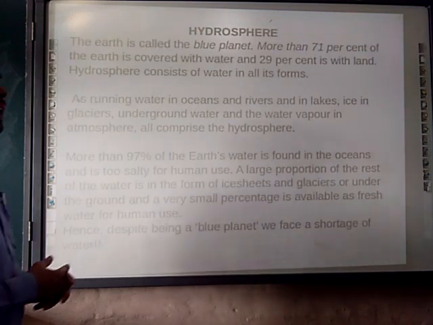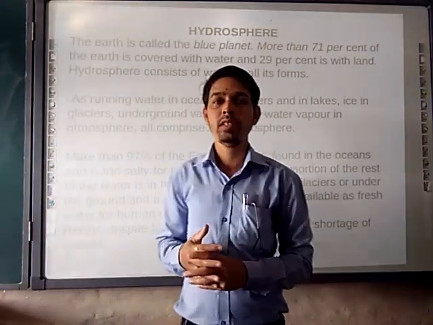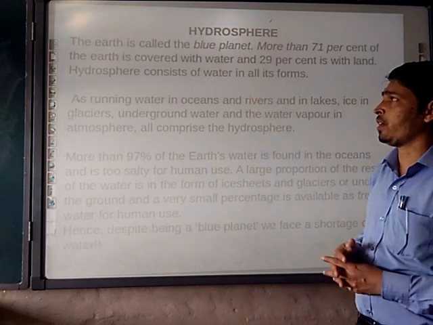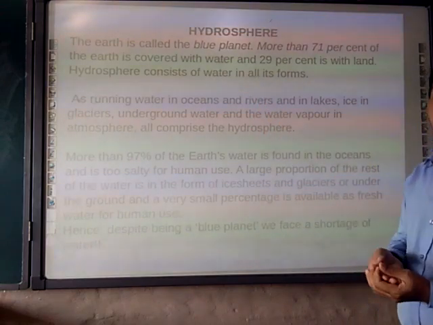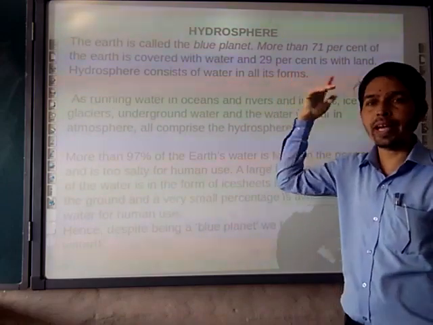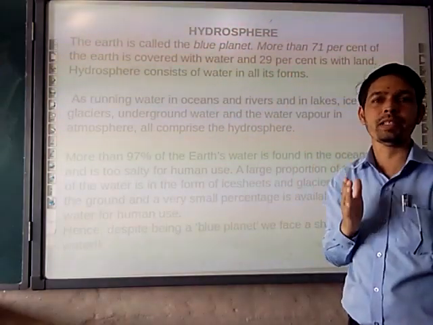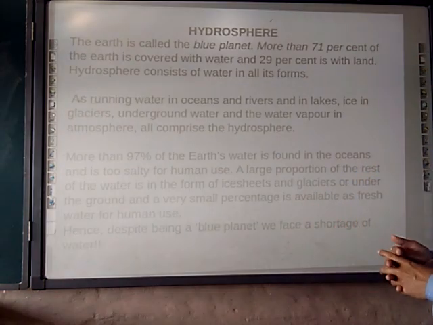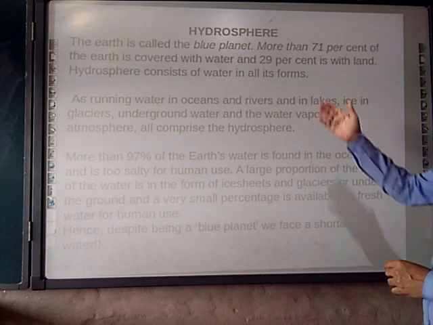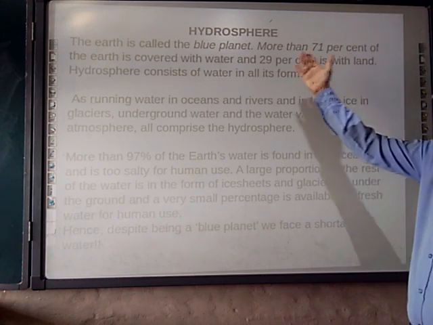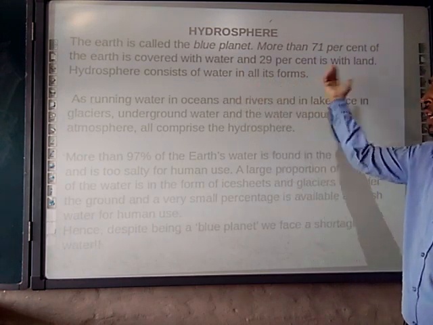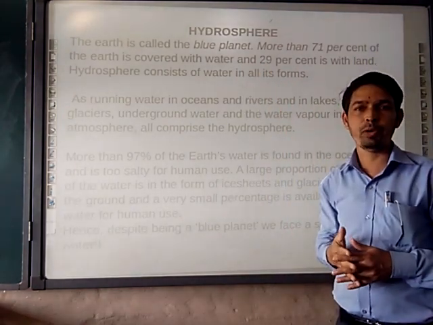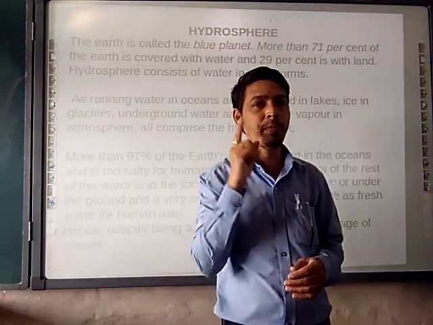Now, after the lithosphere, we are going to discuss the hydrosphere. What is the hydrosphere? The earth is covered with water. That's why the earth appears blue. So why is Earth called the blue planet? Because more than 70% of the Earth is covered with water, about 71%, and 29% is land. The hydrosphere consists of water in all its forms. So one question will be there: why is Earth called a blue planet, which we already discussed in chapter number 1.